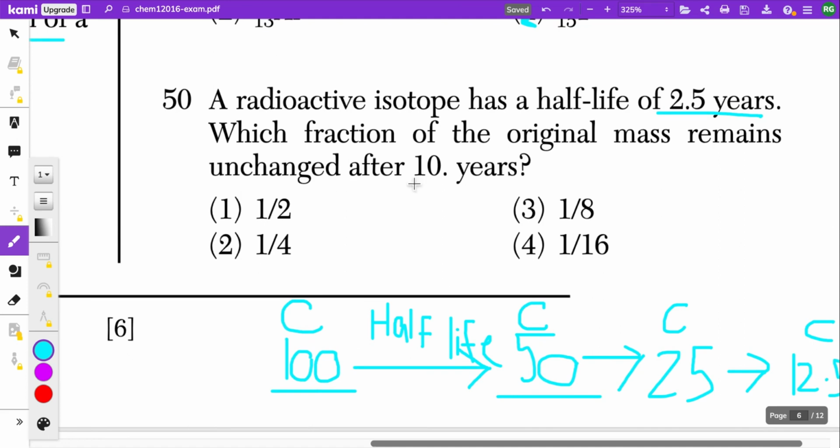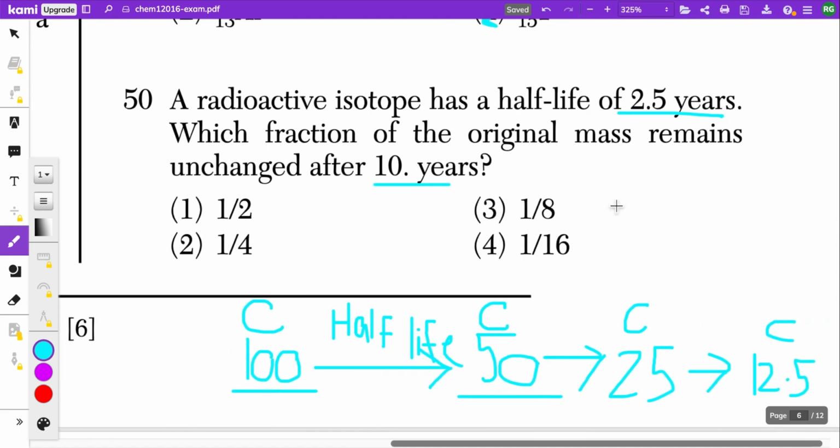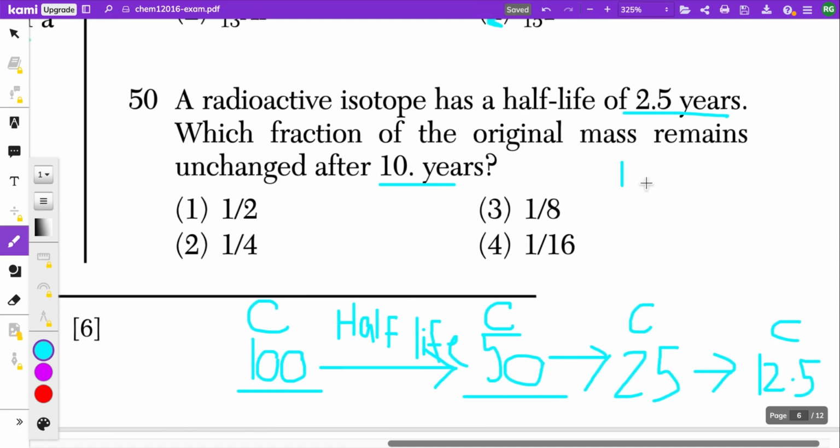So if we go 10 years, 10 divided by 2.5, you're going to get 4, which means that this sample is going to have 4 half-lives. It's going to go through 4 cycles of decaying.